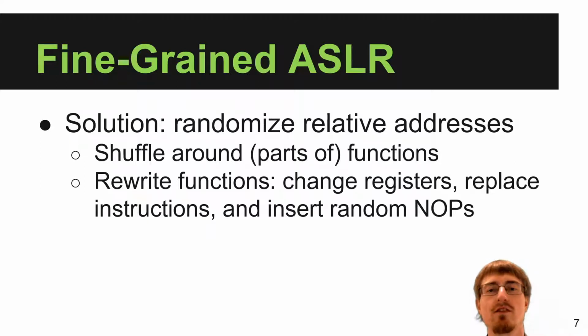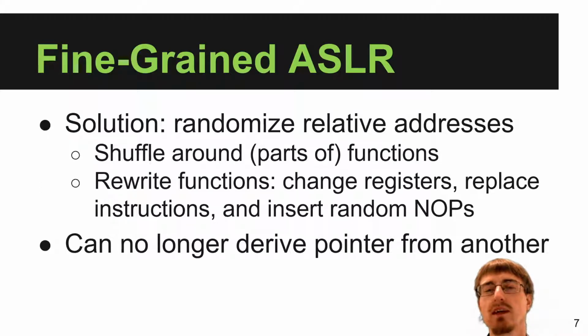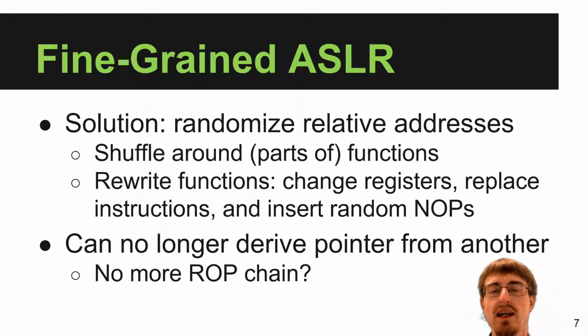We can also rewrite the functions, for example, change the registers that are used. If you do this, it makes no difference in the meaning of the program. Replace instructions with equivalent instructions, or even insert random NOP instructions, no operation instructions. Now, if we rewrite the functions like this, we shuffle them around and so on, all the relative addresses will be different, and we will not be able to predict them. So, we can no longer derive a pointer from another, and this means we can no longer construct a ROP chain, right? Well, that is what we assume, but it turns out it might be different within the threat model of arbitrary read and arbitrary write.